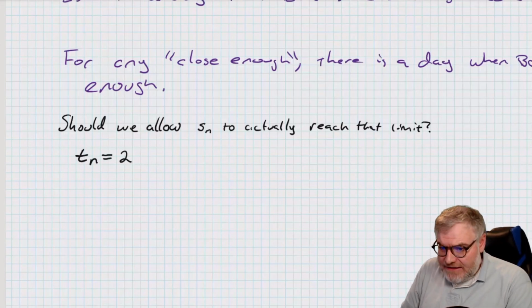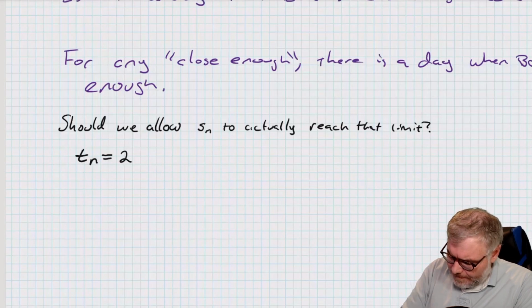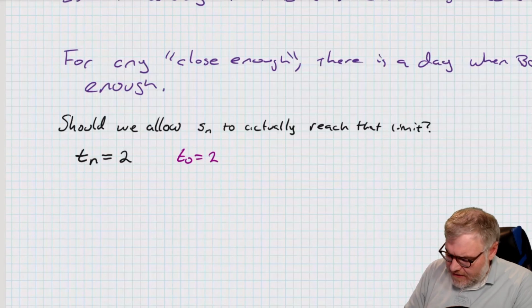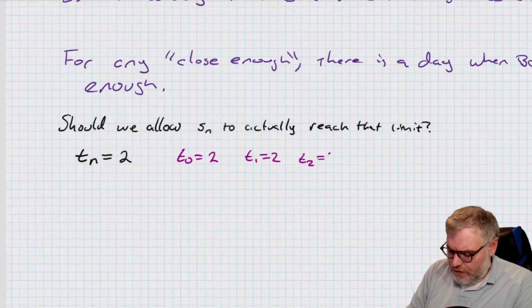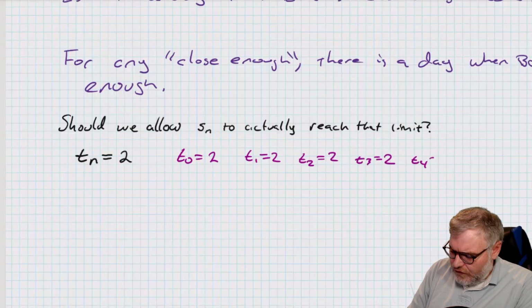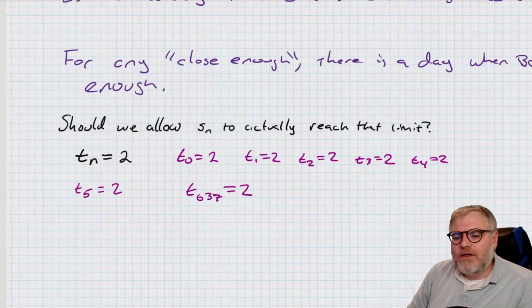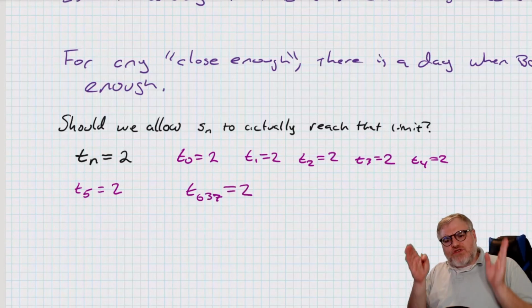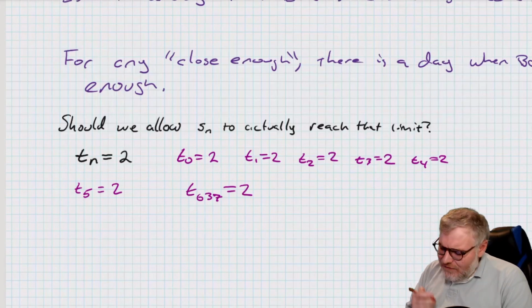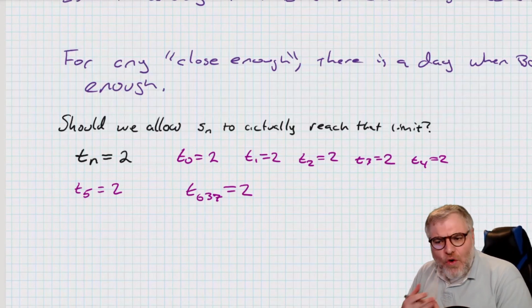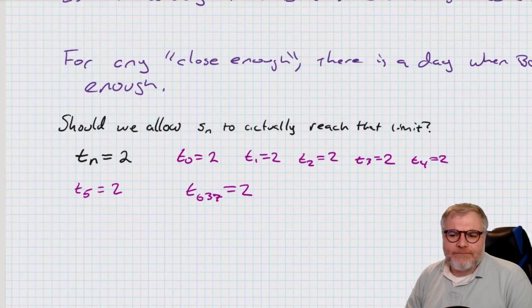So as a list, this is going to be T0 equals 2. Remember, it's a function, and this is a constant function. T1 equals 2, T2 equals 2, T3 equals 2, T4 equals 2, T5 equals 2, T637 equals 2. So this long list of 2s, I would kind of like to say that this has a limit. If I was going to give it a limit, what would it be?